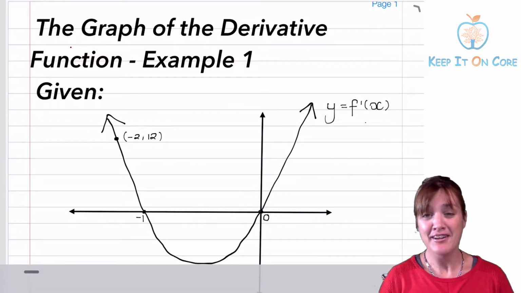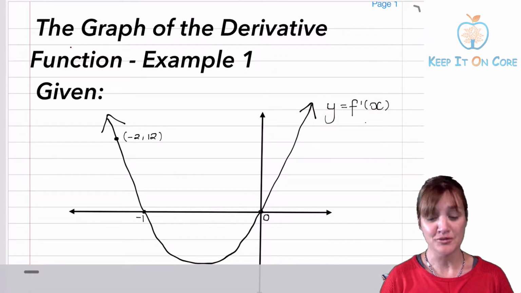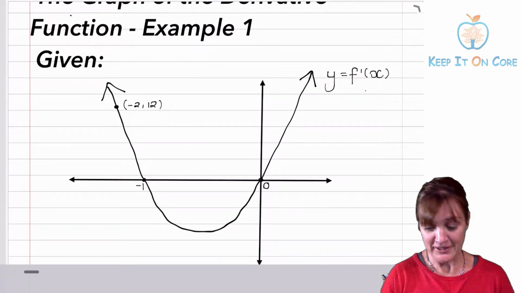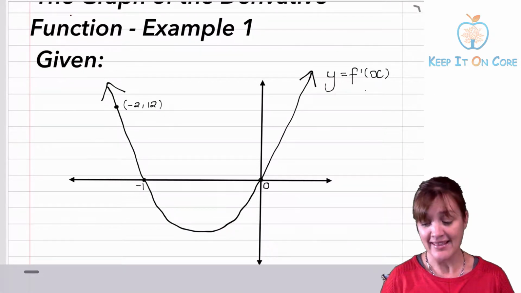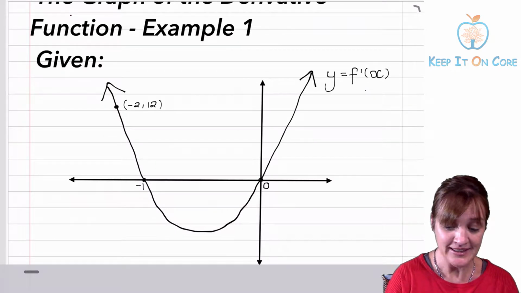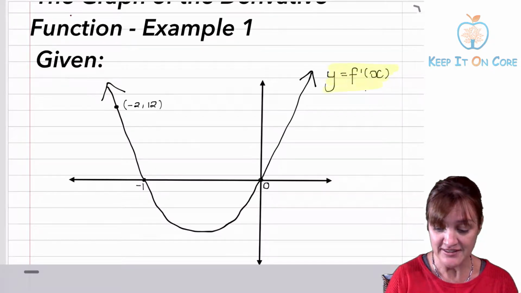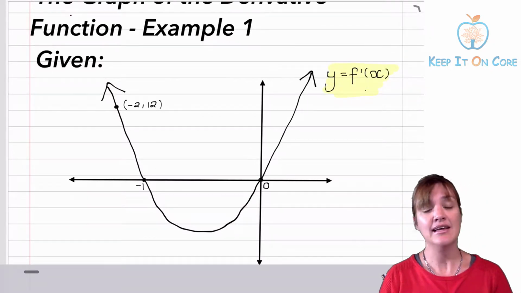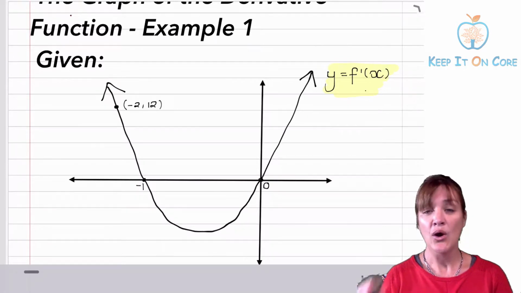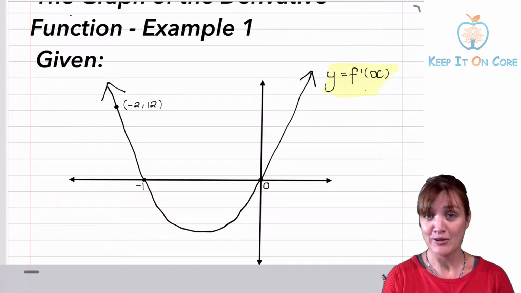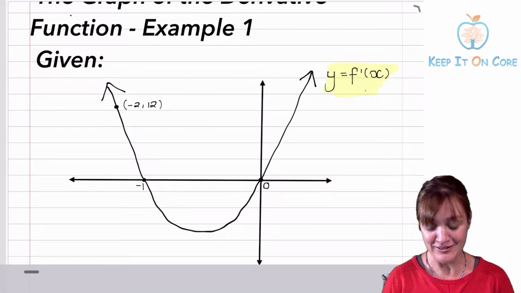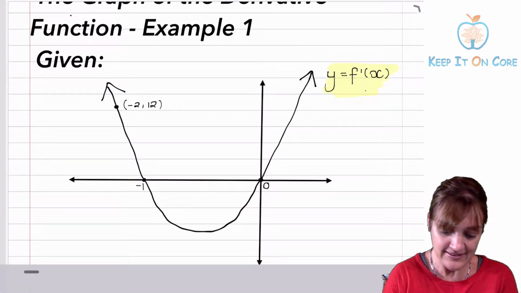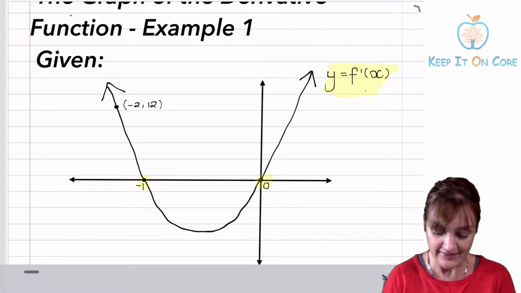Right, here's a very typical example of your derivative function. They give you a picture, a parabola like this, and this graph is representing the derivative function. There it's telling you y equals f prime x. What are the first things you should be noticing about that derivative function? Well, I've got x-intercepts at -1 and 0.